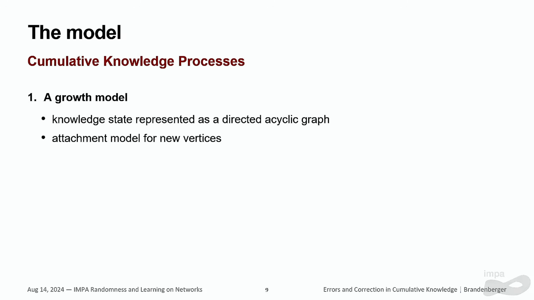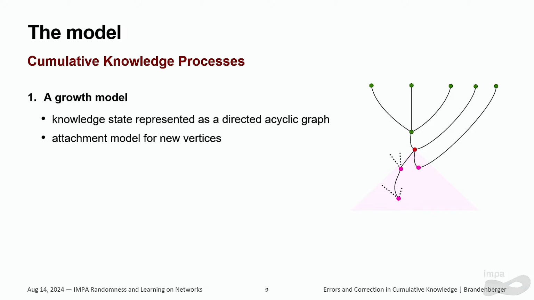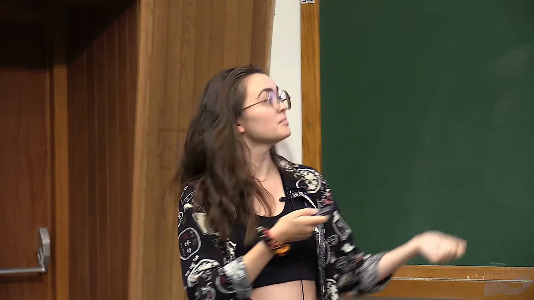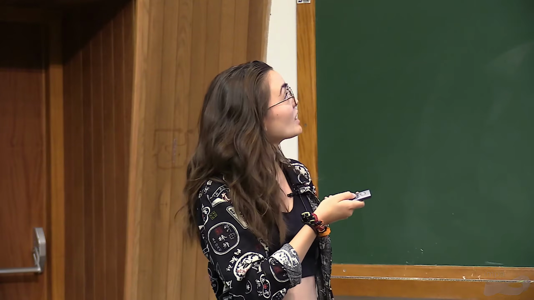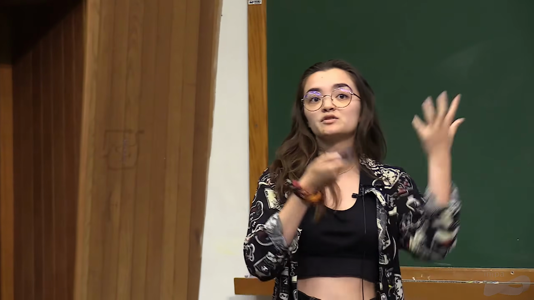So first, let's talk about the model. Cumulative knowledge processes consist of 3 components. First, you have a growth model. As I alluded to with the picture, the knowledge state is represented as a DAG, where units represent new knowledge. And these are labeled DAGs, where the label is essentially whether the unit introduces an error or not. And so the growth model essentially represents some probabilistic model for how this grows at every step.